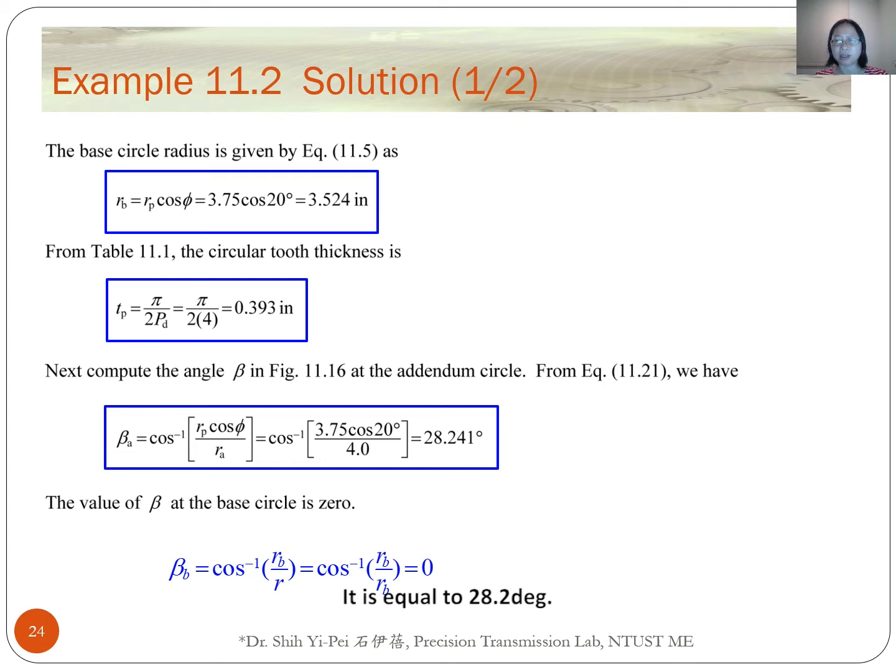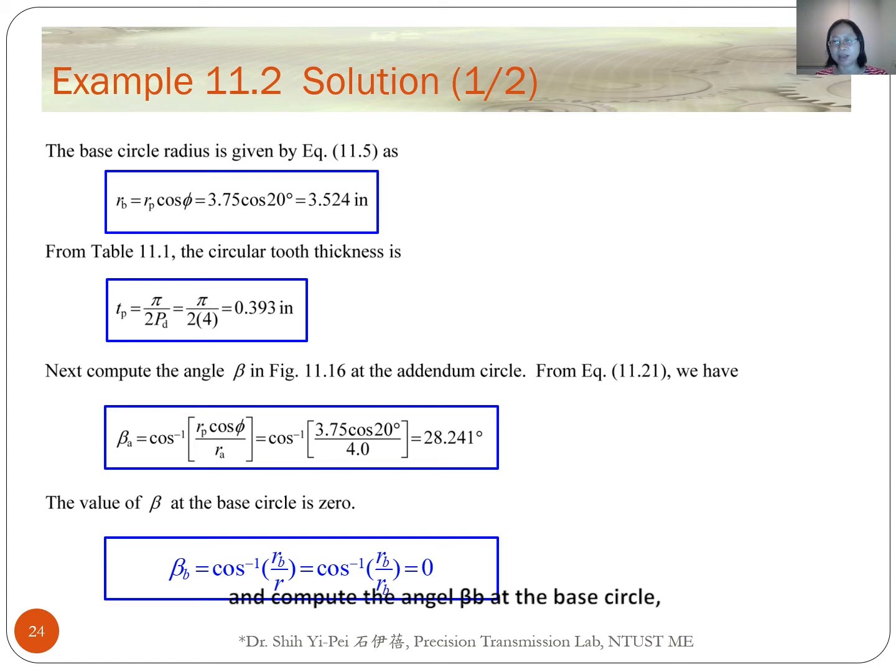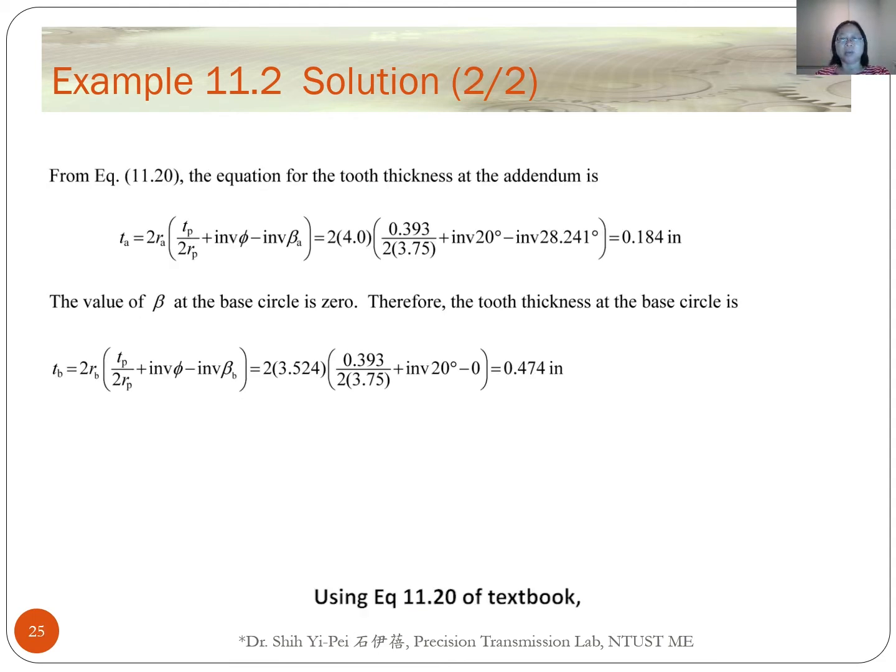It is equal to 28.2 degrees. And compute the angle beta B at the base circle. It will be equal to 0. Using equation 11.20 of the textbook, we can compute the tooth thickness Ta at the addendum circle and the tooth thickness Tb at the base circle, like this.